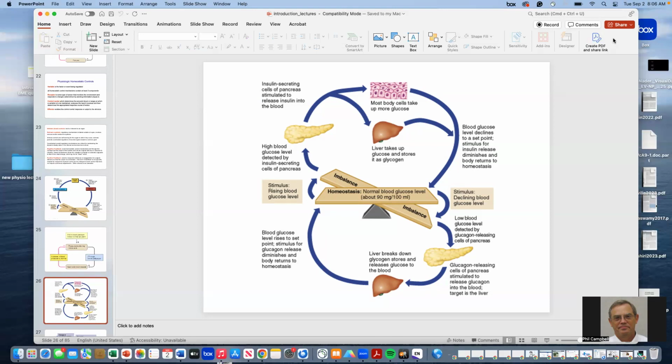All right. And to illustrate that, I am going to use the example of maintaining blood glucose. So you may or may not have heard of insulin. Okay. So let me talk a little bit, maybe pancreas, maybe or maybe not glucagon. So let me talk about maintaining blood glucose.